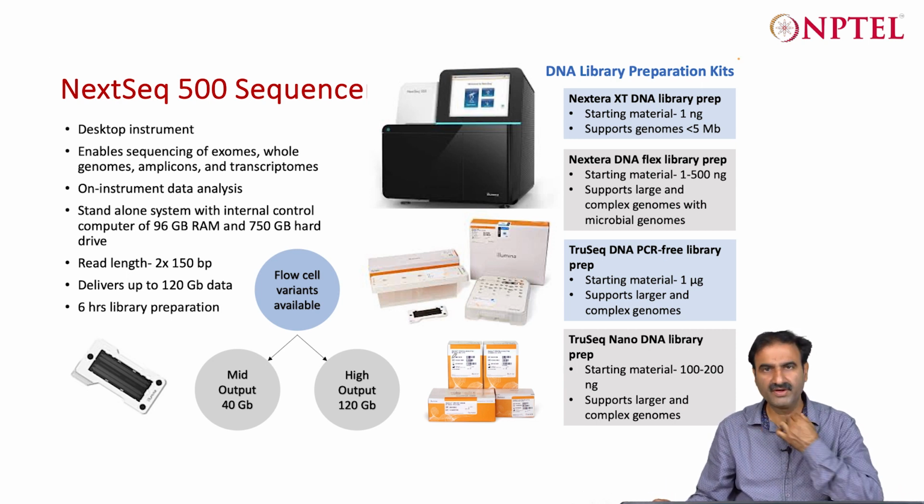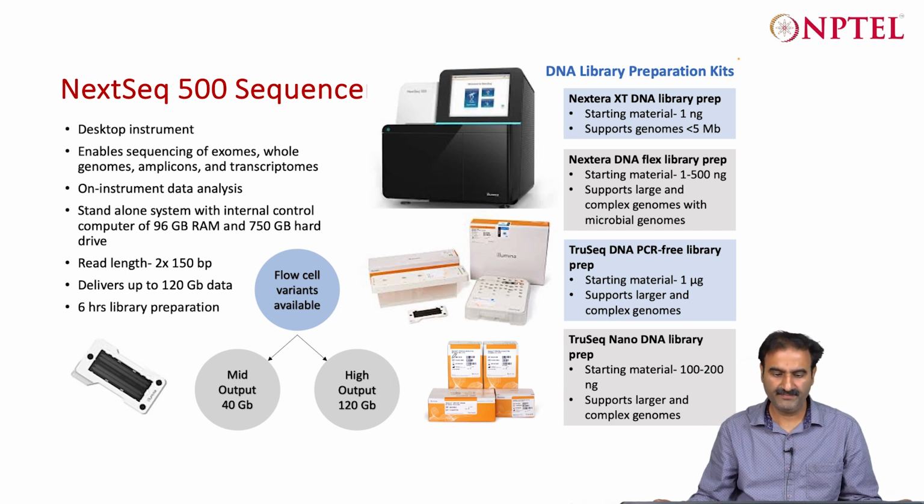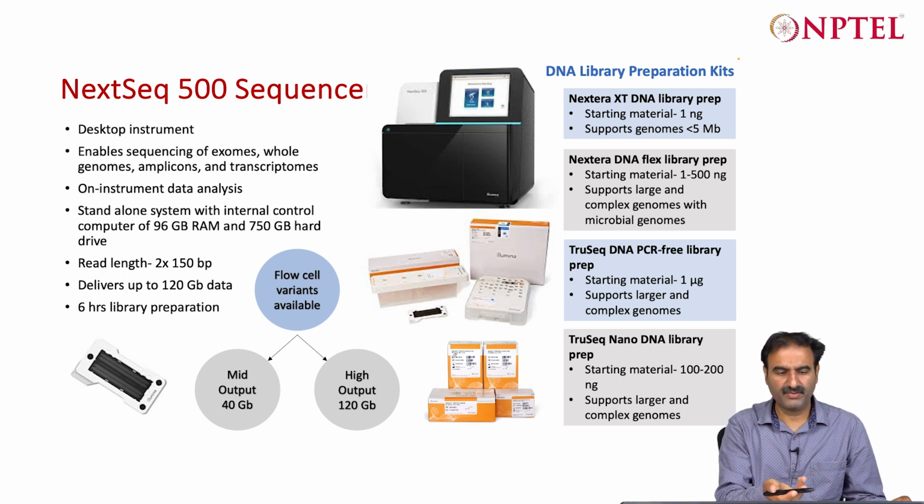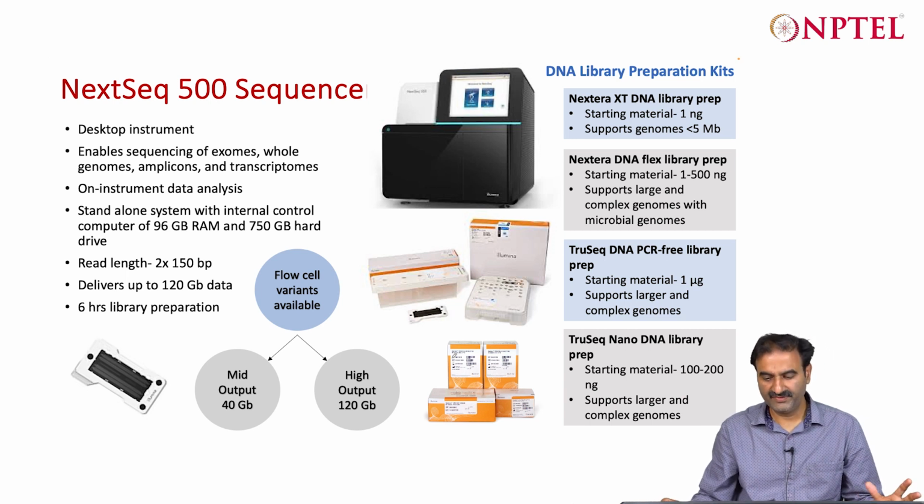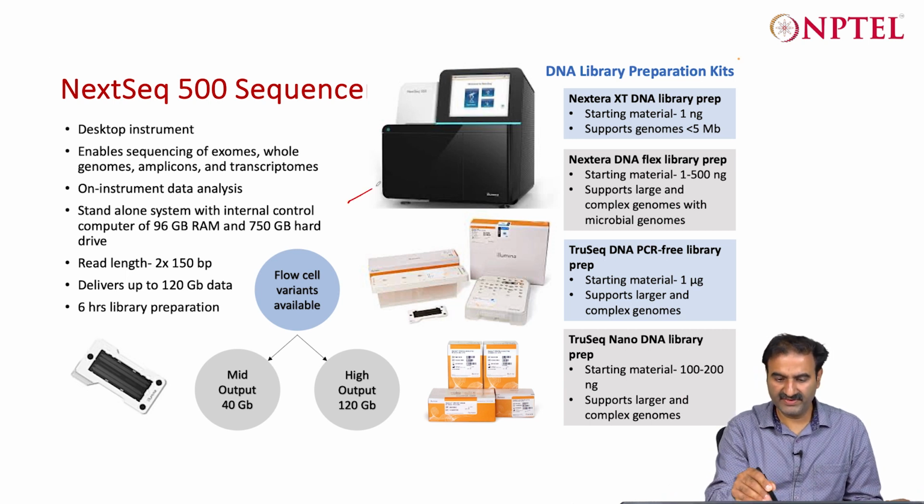which produces about 40 to 120 GB of data. It's a desktop instrument, very small. Just plug and play: you put in the cartridge and flow cell, and it is not difficult to operate. It is good for genome, transcriptome, and amplicon sequencing. So this is the sequencer, and this is the flow cell.